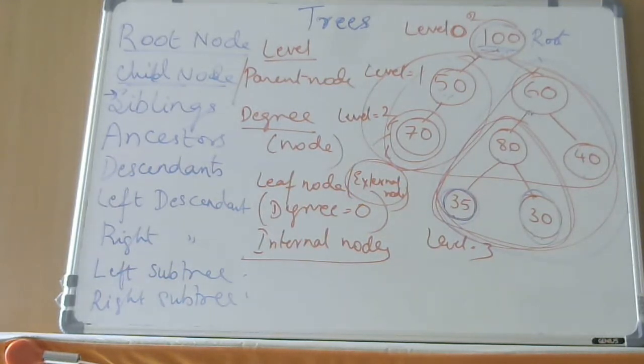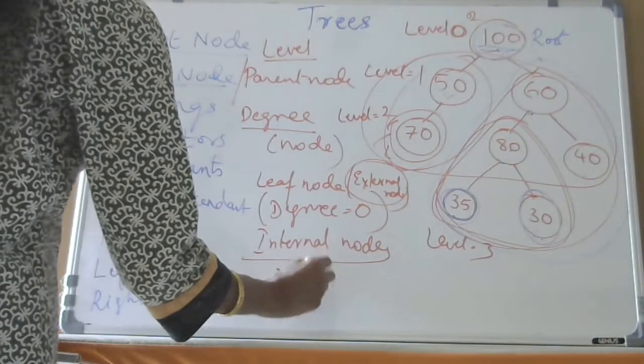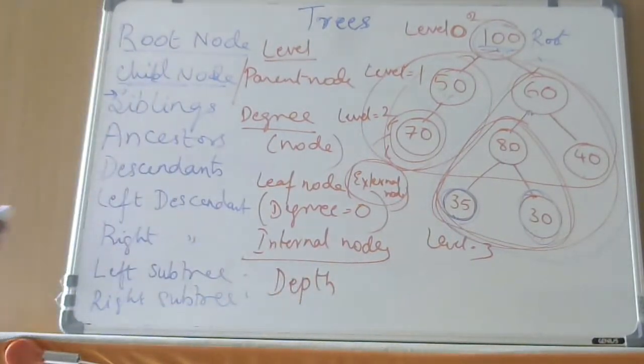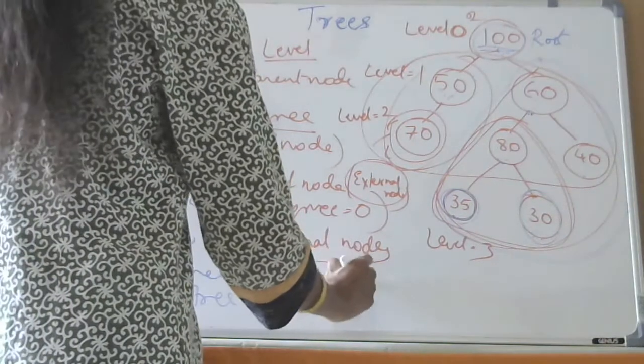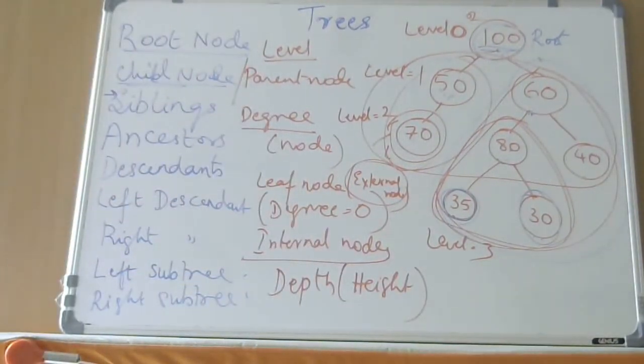Height of a tree, or we have what is called the depth of a tree. Depth of a tree, level of a node, depth of a tree, you should be careful. Depth of a tree is defined as the maximum level of any leaf in the tree. You call it the depth, or you can also call it the height of the tree. Alright, I hope this is clear to you all.